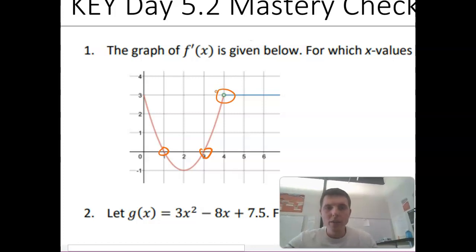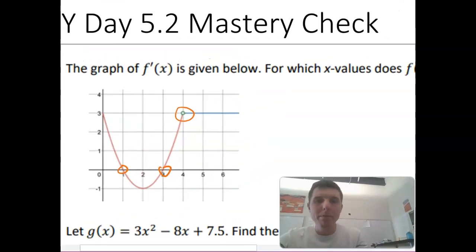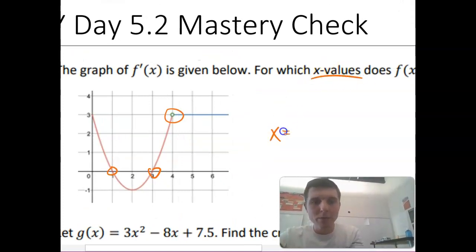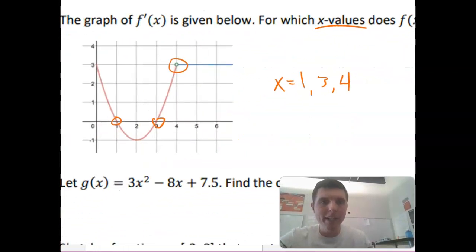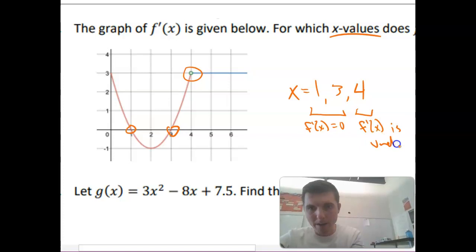So those first two are the places where the graph of f prime is 0 when it crosses the x-axis. And the third one is where the graph of f prime is undefined. That's different than if I would have given you the graph of f. So that's a little bit tricky, but for which x values, we can say x equals 1, 3, and 4. Explain? Well, at 1 and 3, f prime of x equals 0, and at 4, f prime of x is undefined. That's all you need.